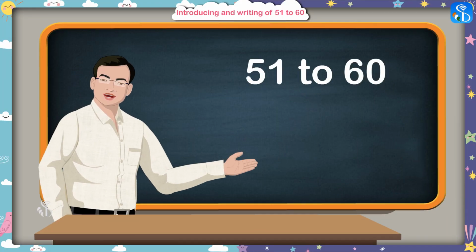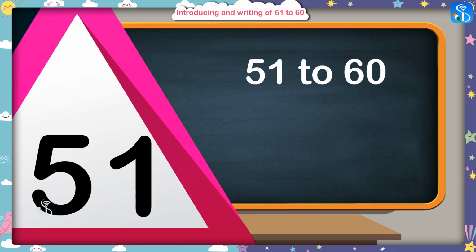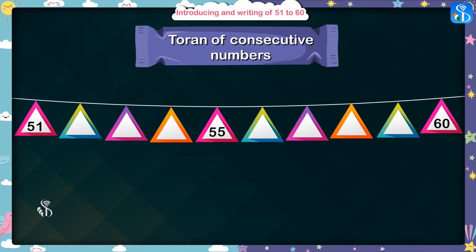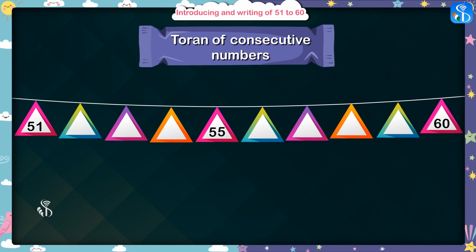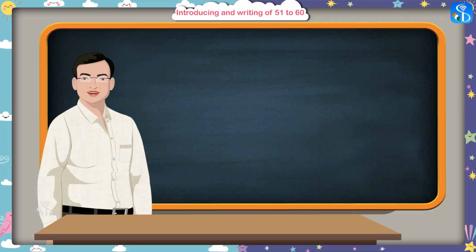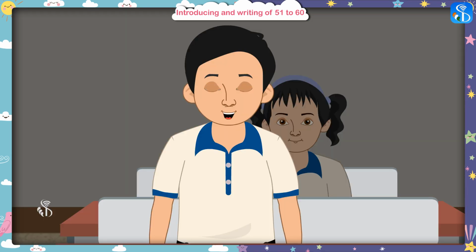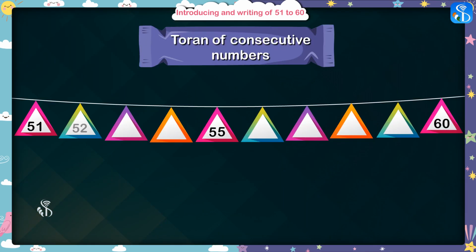Now tell me the fill in the blanks. A toran of consecutive numbers is given here. You have to fill the correct numbers. Who will do it? Sir, I will. 52, 53, 54, 56, 57, 58, 59. Well done. You have told the correct numbers.